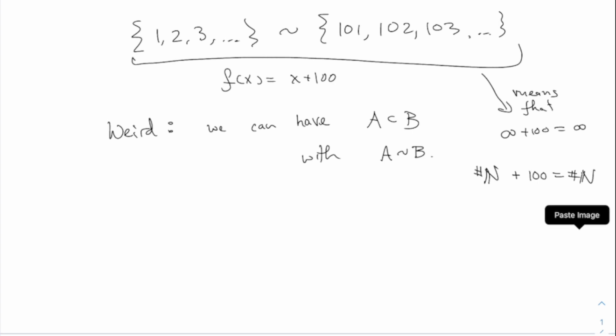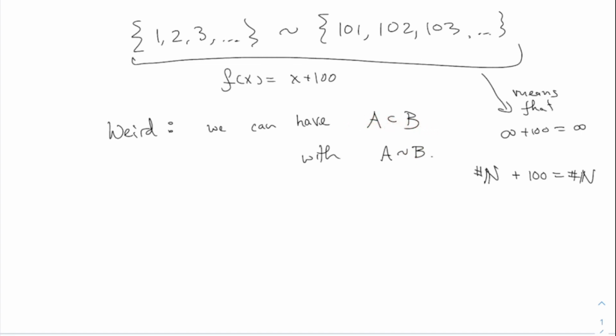That's more... I would be more comfortable putting this on a t-shirt and wearing it around town, because this is more specific about what we're talking about here. All right, you can have A is a subset of B, but they have the same cardinality. This is only possible if A and B are infinite sets.